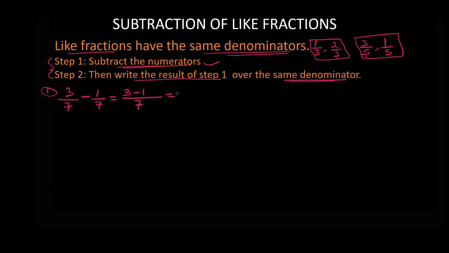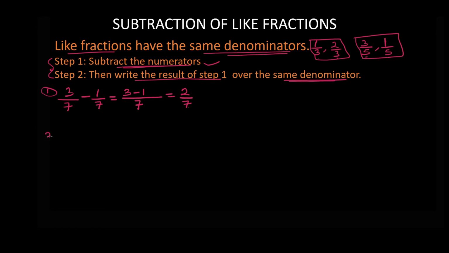So 3 minus 1 is 2 over 7. So that's why step 1 says subtract the numerators, which we have done right here. Then write the result of step 1, which is 2, over the same denominator. So the answer is 2 over 7.